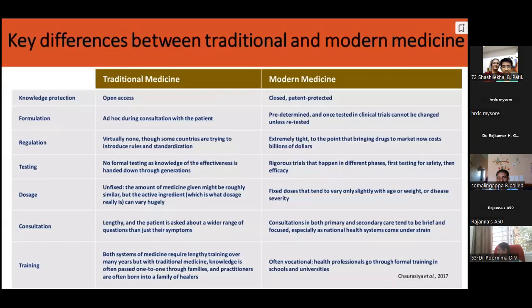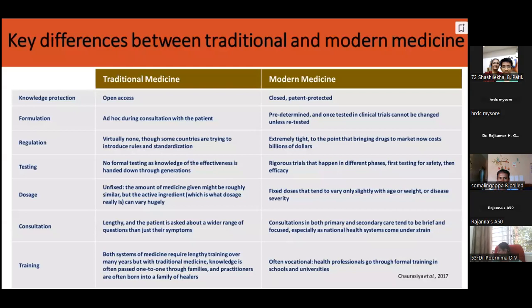Why do the traditional system of medicine and modern medicine differ from one another with respect to different aspects such as knowledge protection? With reference to traditional medicine, it is open access, whereas modern medicine is closed and it is patent protected. That is why they will not disclose any medicine they have invented.